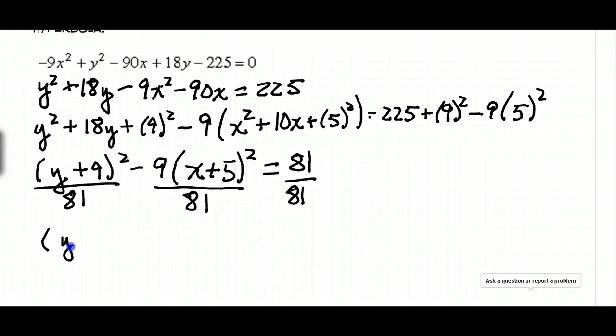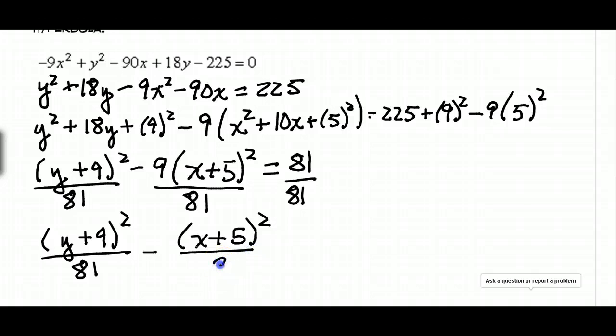So I have y plus 9 squared over 81 minus x plus 5 squared over 9 is equal to 1.